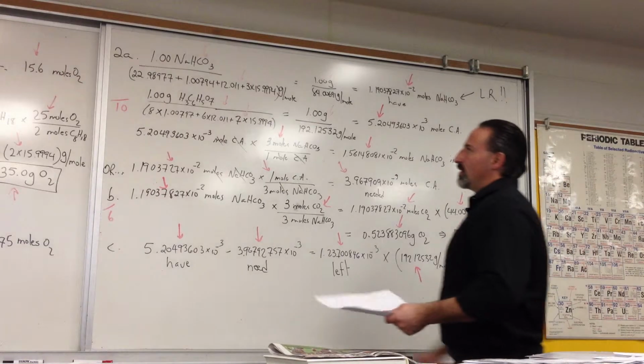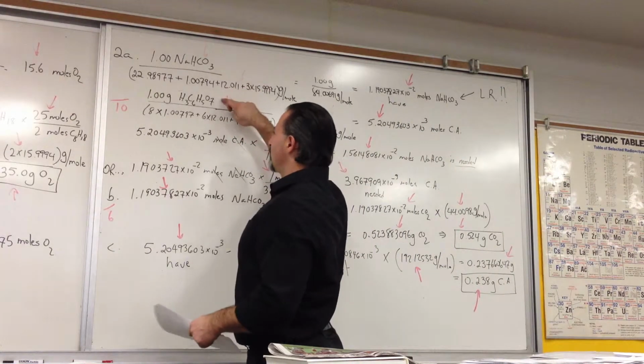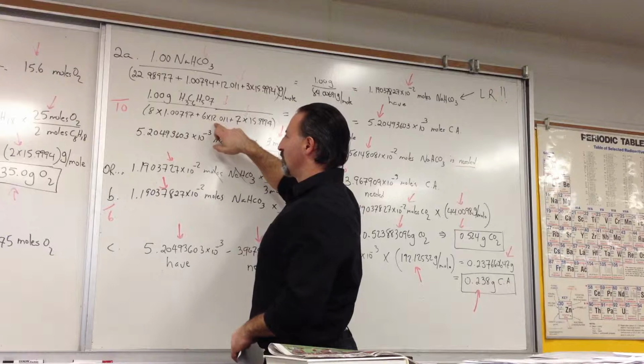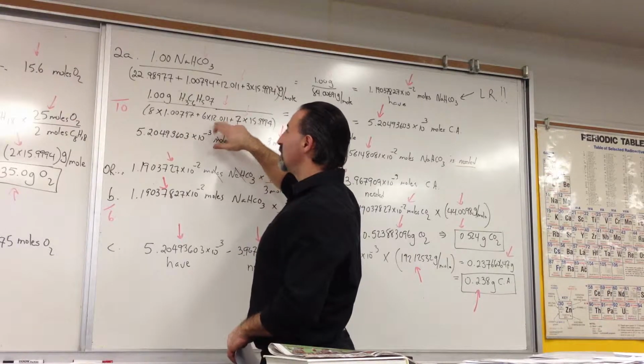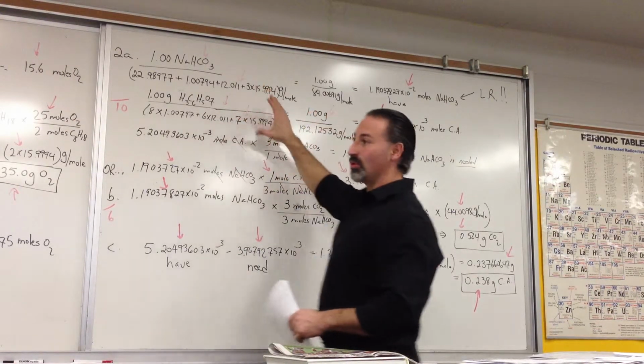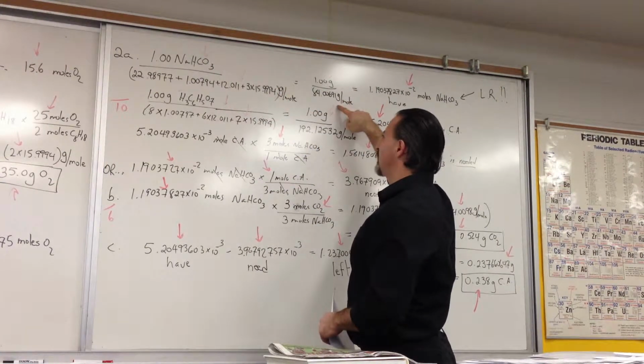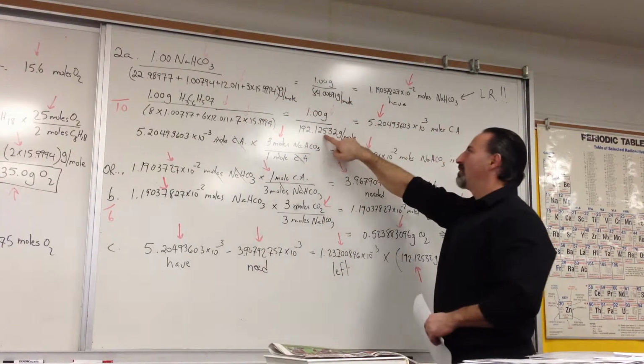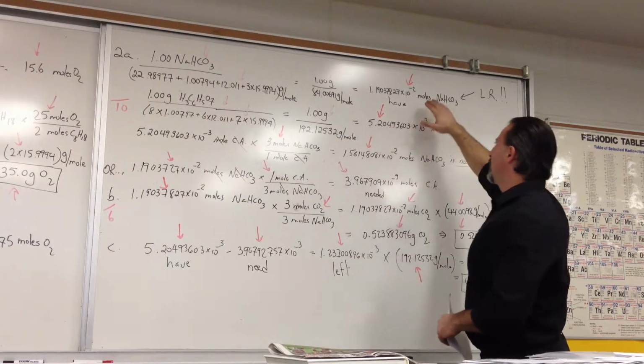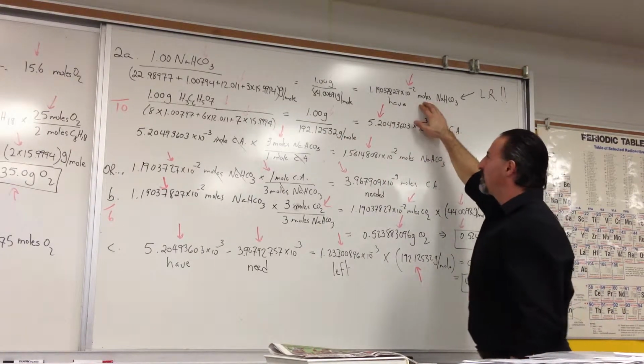So we have 1 gram of sodium bicarbonate, 1 gram of citric acid, divided by each one of their molar masses, because every question like this has to go to moles. So we're finding out the moles. Here's 1 gram divided by the molar mass of sodium bicarb, 1 gram divided by the molar mass of citric acid. This is how many moles of sodium bicarbonate you add.